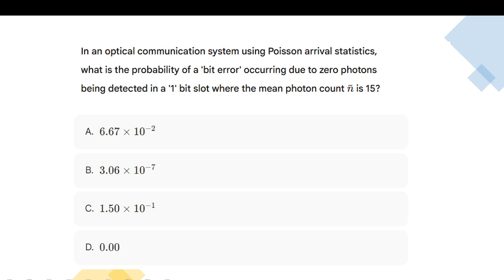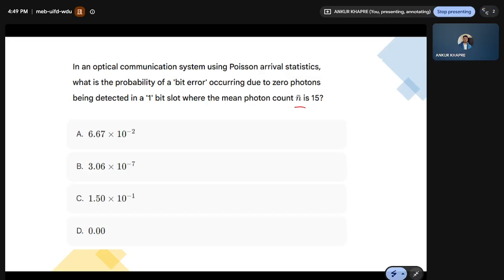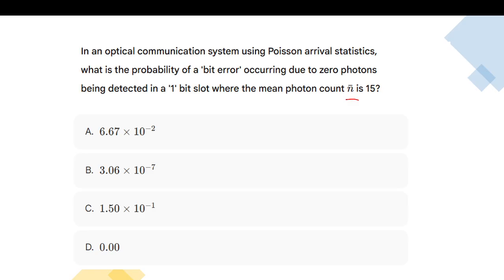Moving towards the next question. In an optical communication system using Poisson's arrival statistic, what is the probability of a bit error occurring due to 0 photons being detected in a one slot where the mean photon count n bar is 15? Could you try to answer this? Is it possible?